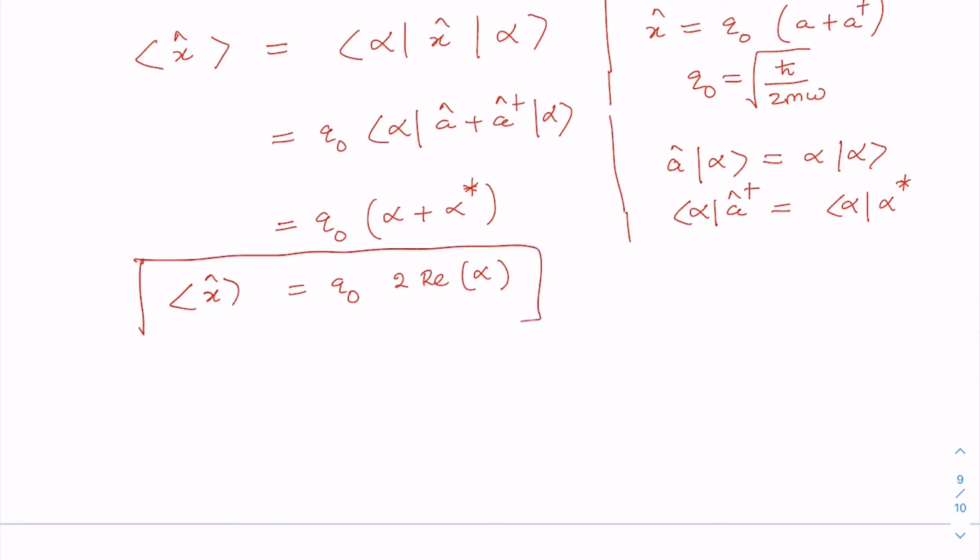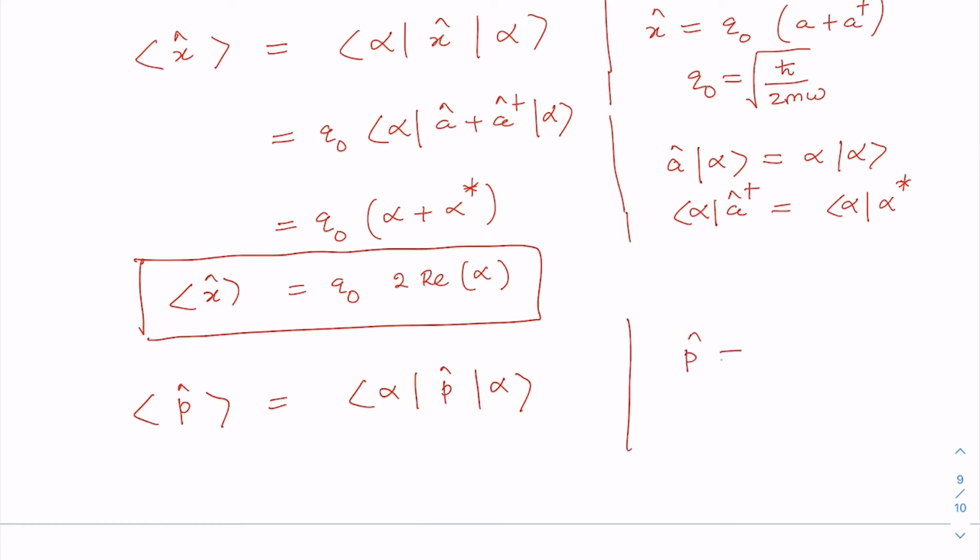Similarly, one can find out the expectation value of the momentum operator, and that would be simply alpha p alpha. Again, you know that this momentum operator is simply i m omega q0 (a dagger minus a). So if you utilize it, then you can show that this would be simply twice m omega q0 times the imaginary part of alpha. This is trivial to solve.